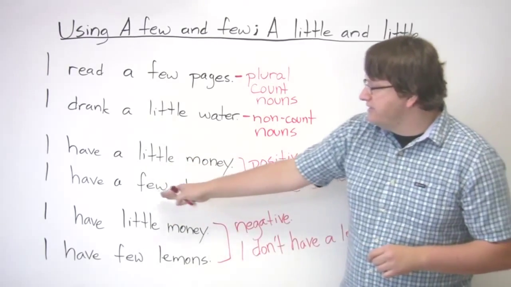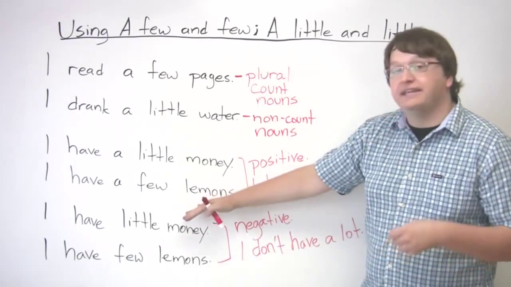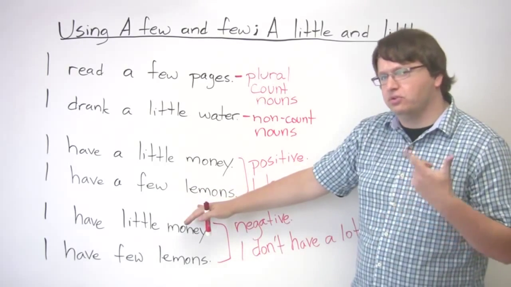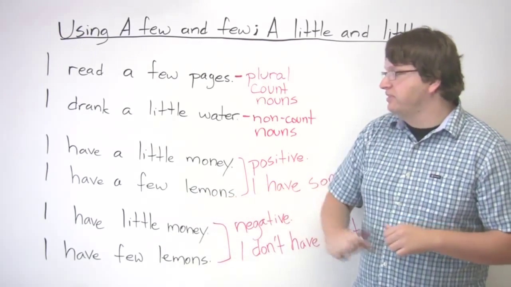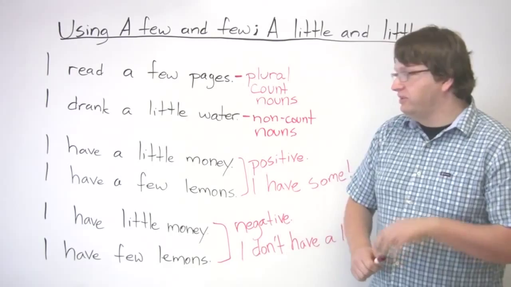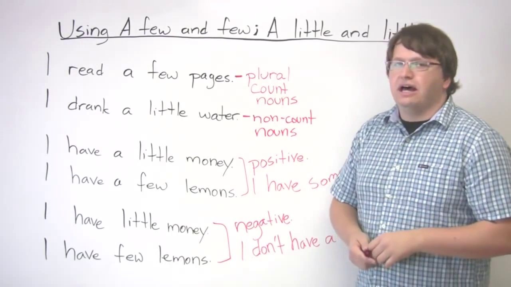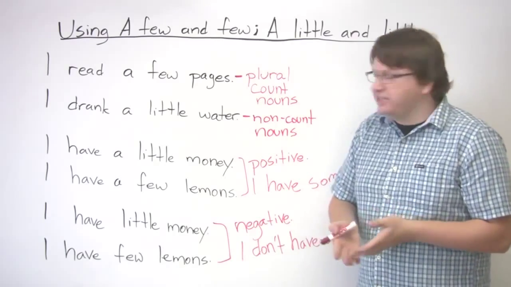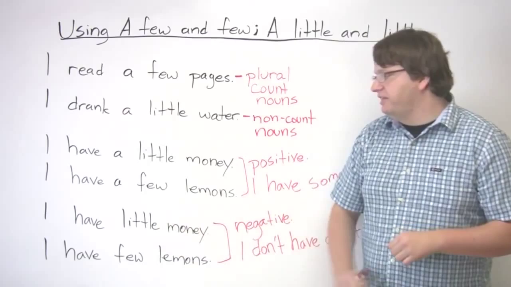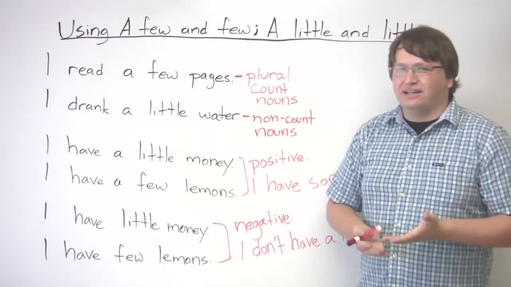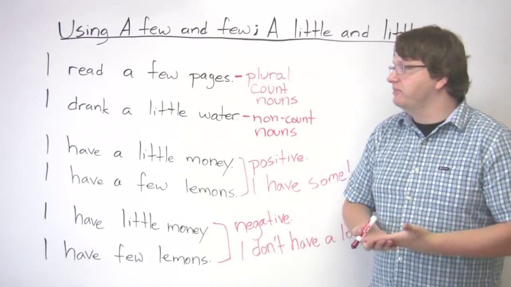Versus here, where I say I have a few lemons, I have few lemons, I can count lemons. I can say one lemon, two lemons. So for plural count nouns, we would use few or a few. But again, when you're saying a little or a few, I have some. It's positive. Versus if you say I have little money or I have few lemons, I don't have a lot. It's a negative connotation behind that statement.